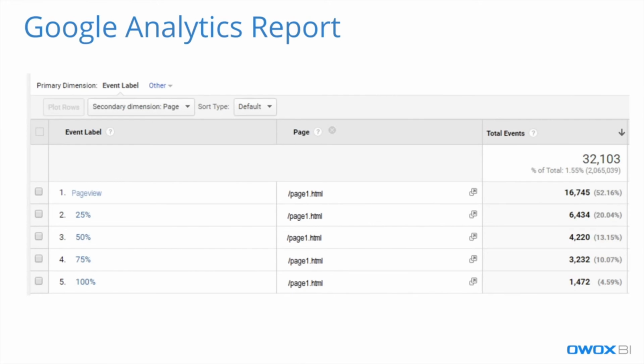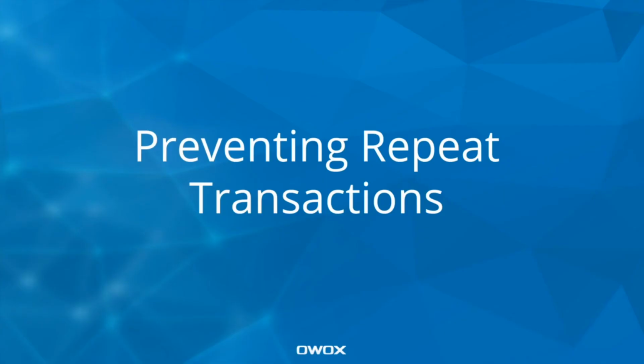So at the end, you will get a report in Google Analytics where you can compare the number of events for a particular page and particular scroll depth. It's much more than just page views. The last case that we'll be talking about is preventing repeat transactions.